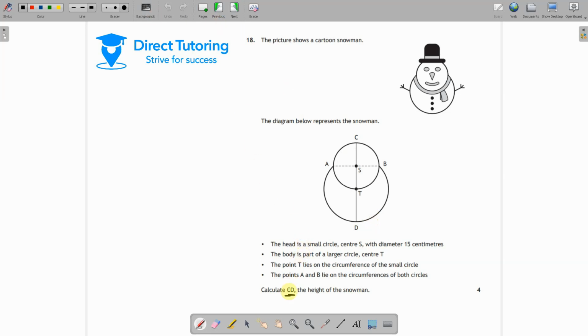It tells us that we have to calculate the length CD, which in this case is from here to here. Now if we read the 4 bullet points, we'll see if we can annotate some information onto the diagram. It says the head is a small circle, centre S, with a diameter of 15. So from this point to this point, the length of AB, is 15.